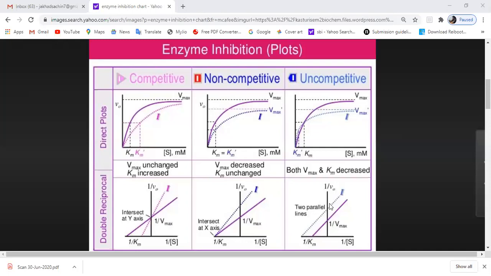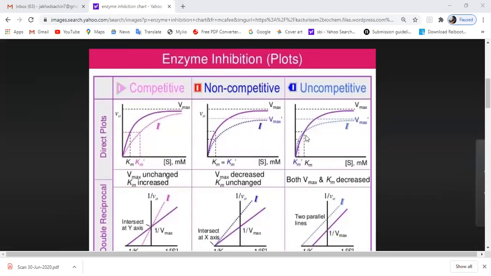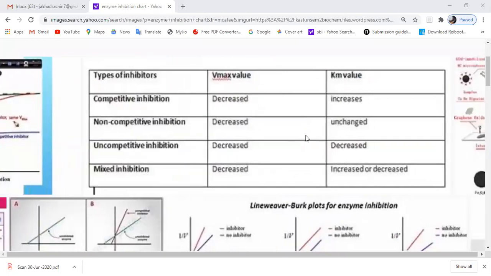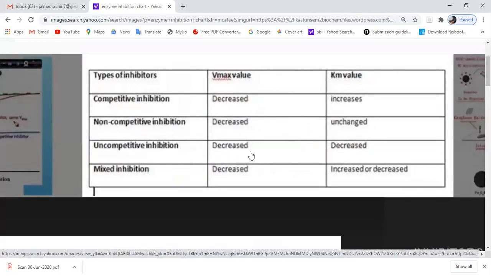And if both the lines are running parallel, then this kind of inhibition is uncompetitive, because in this case both the Vmax and the Km values are decreasing. So you need to remember all these 6 diagrams. You should get this concept of remembering the diagrams from this table. If you remember this table, you will not be confused.